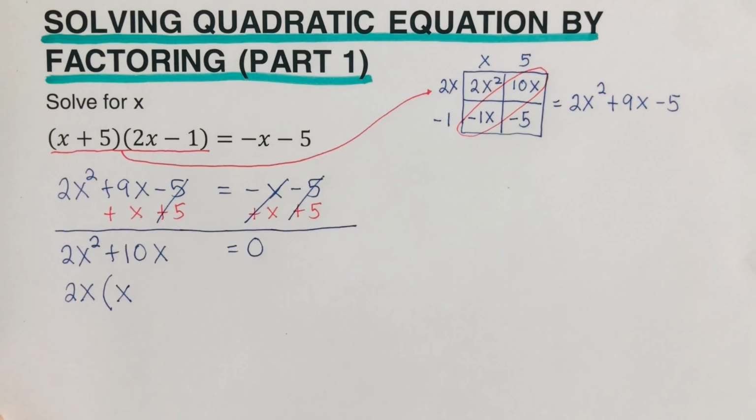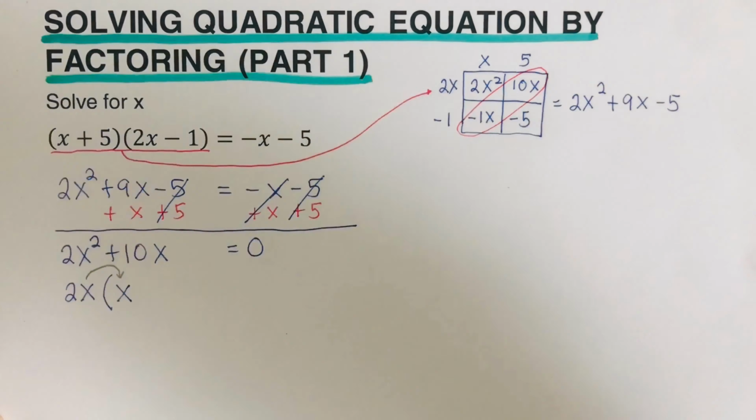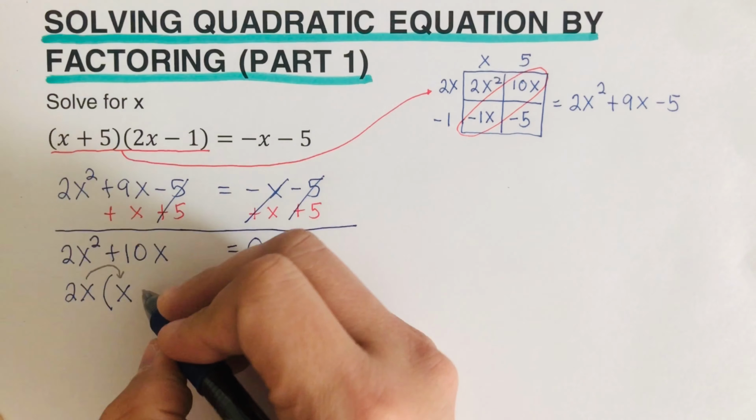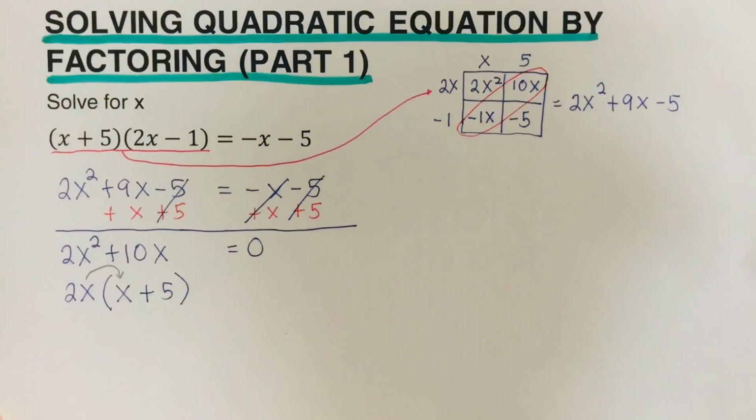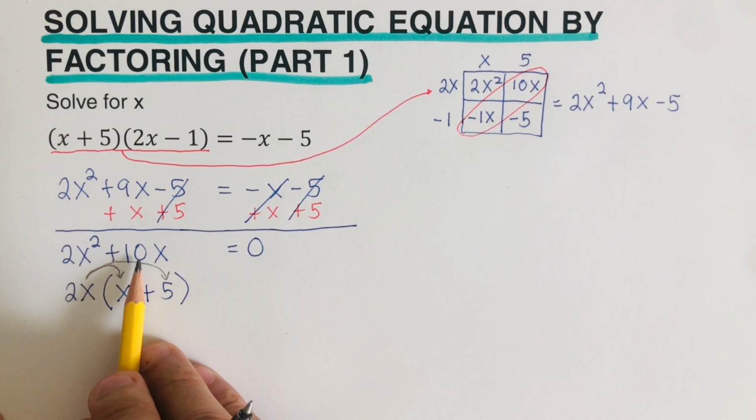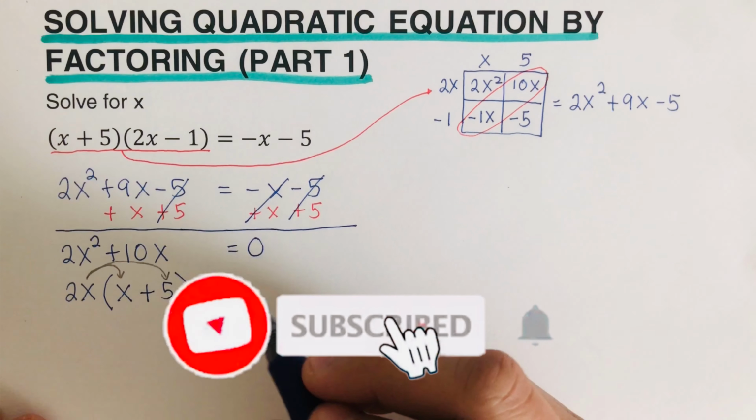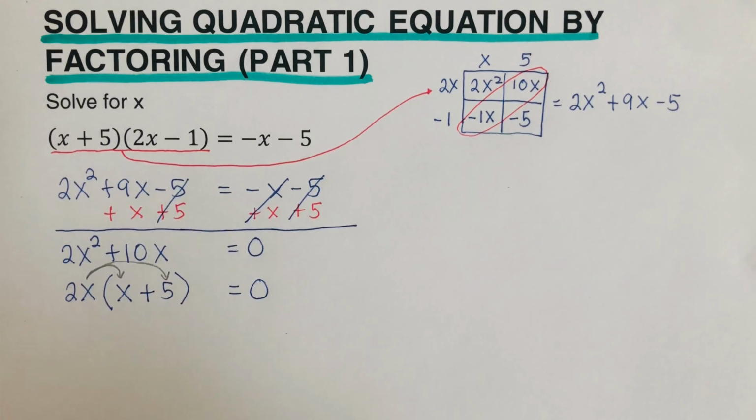So if I distribute, 2x times x is 2x squared. And then I need to figure out what to put here so that I will have a 10x. That would be a plus 5, so that if I distribute the 2x to the 5, that would come out 10x. So pretty much I did the distributive property backwards. So then we go ahead and set this equal to 0. Now we're ready to solve for x.